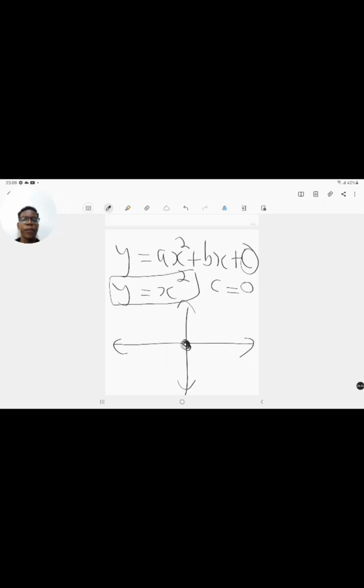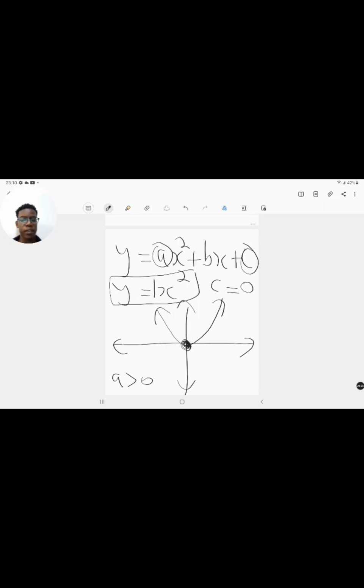So c is 0, so we know that our graph will cut through there. That's where our y-intercept will be. And then we see that our a in this case is 1. If you don't see a number, then it's 1 next to the x squared. A is 1, meaning that a is greater than 0. In other words, a is positive. It has positive emotions, its life is good. So what does positivity mean? It means a smile. Smile goes upwards. So your graph would pass through there, but then it would go upwards like that. That is what your graph would look like.